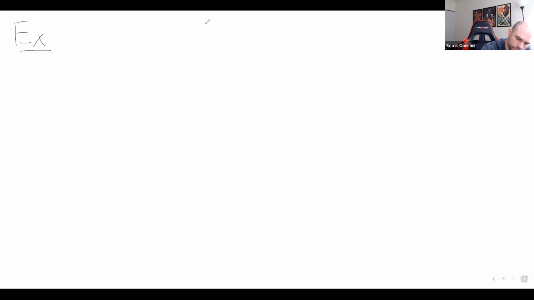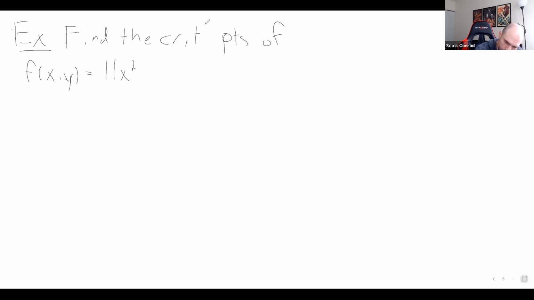So for example, let's find the critical points of the function f of x, y is 11x squared minus 2xy plus 2y squared plus 3y. That's our function.